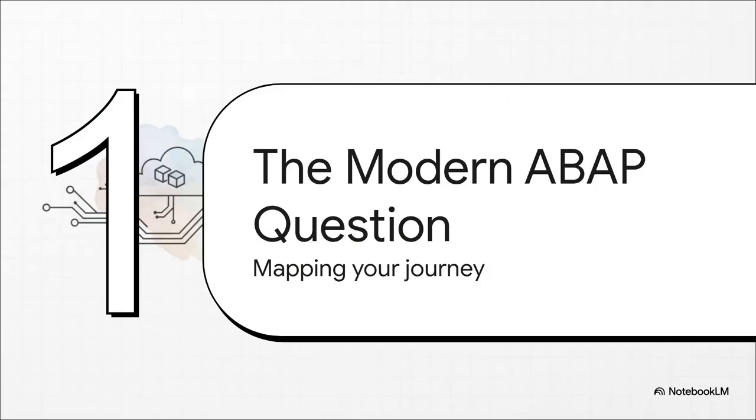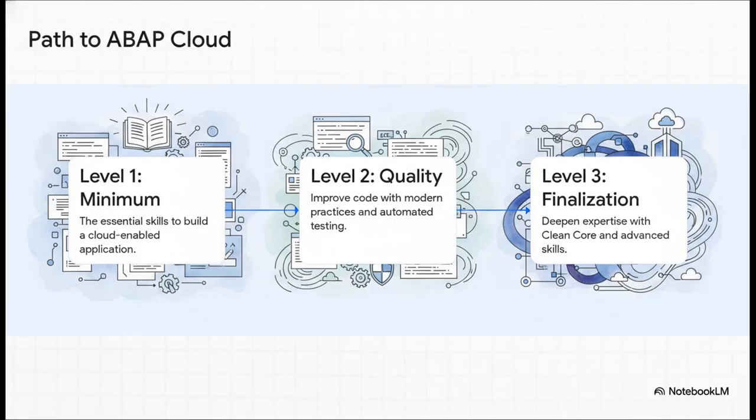All right, so with that in mind, let's actually map this thing out. We're going to start with the absolute essentials and build our way up step by step all the way to what true mastery looks like. And here it is, our roadmap, broken down nice and simple into 3 clear levels. First, we'll cover the minimum you need just to get started. Second, we'll focus on what it takes to build for quality. And third, we'll talk about finalizing your expertise and really thinking like an architect.